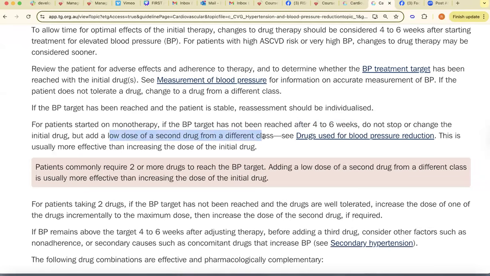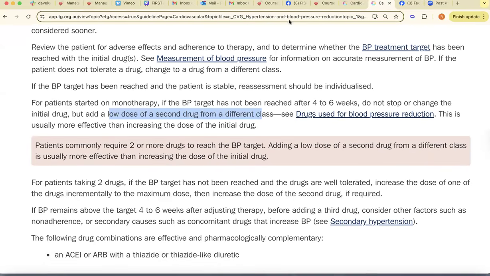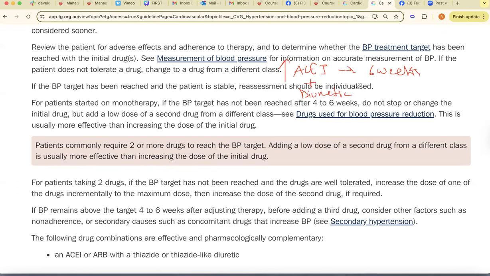Now, this is super important. Let's say you started a patient with an ACE inhibitor, and you tried for 6 weeks. Blood pressure is still not coming down. Rather than increasing the dose of the ACE inhibitor, add a combination. The combination can be an ACE inhibitor with a diuretic or an ACE inhibitor with a calcium channel blocker. Patients commonly require 2 or more drugs to reach the blood pressure target.